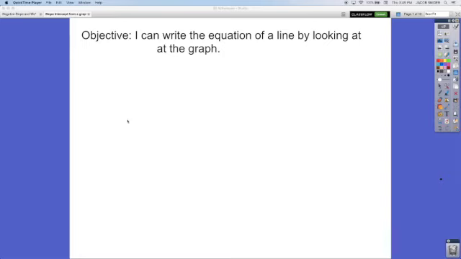Okay, I can write the equation of a line by looking at the graph. That's what we're moving on to today. So we're going to get some more practice with slope today, and then we're adding one more little piece to it. But really, guys, I don't think it'll be too bad today. And then we're going to have some time to review slope, review equations, and go from there.